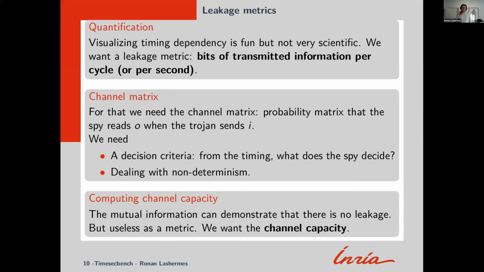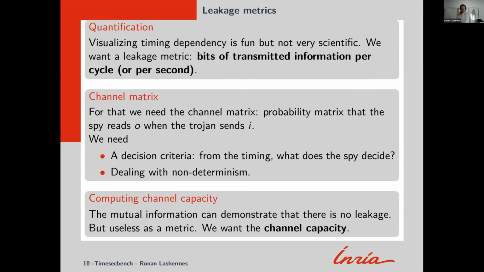Visualizing the timing dependency is fun, but not very scientific. What we need is a timing metric that can say the amount of leakage. So what we want is the bits of transmitted information per unit of time. For that, we need to build the channel matrix from the timing matrix. So we want the probability matrix that the spy reads O when the Trojan sends I. And for that, we need a decision criteria. From the timing, what does the spy decide is the value sent by the Trojan? And for that, we need to deal with non-determinism.